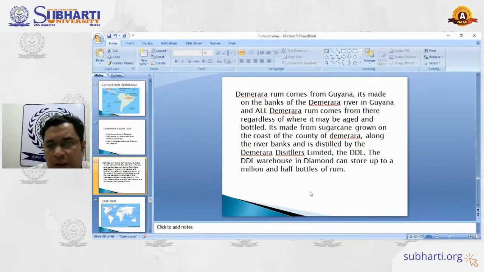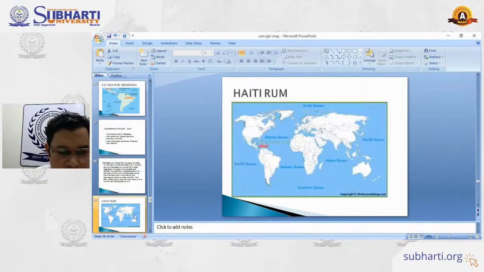Demerara rums often come from Guyana. It is made on the bank of the Demerara River in Guyana, and all Demerara rum comes from there, regardless of where they are aged and bottled. It is made from sugarcane grown near the coast of the country of Demerara, along the river banks, and is distilled by the Demerara Distillery Limited, that is DDL. The DDL warehouse in Diamond can store up to 1.5 million bottles of rum.